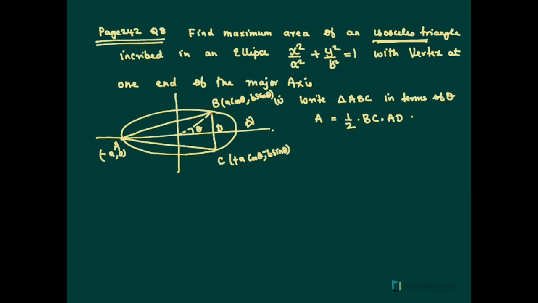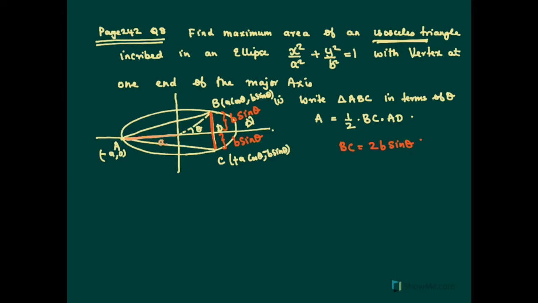Now we need to write this in terms of the single variable theta. a and b are constants. So how do you write it? First let's talk about BC. Now BC, BD will be b sin theta. Now think why BD will be b sin theta. Let me show it in red color. So the length BD will be the y coordinate of B. What is the y coordinate of B? It is b sin theta.